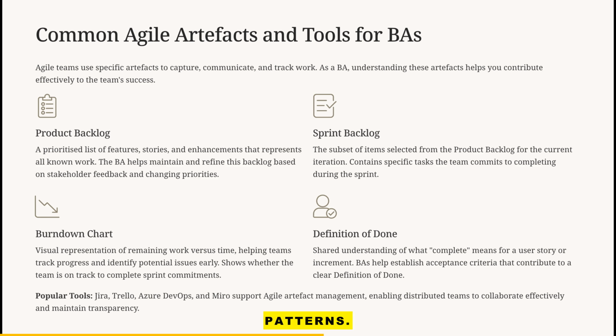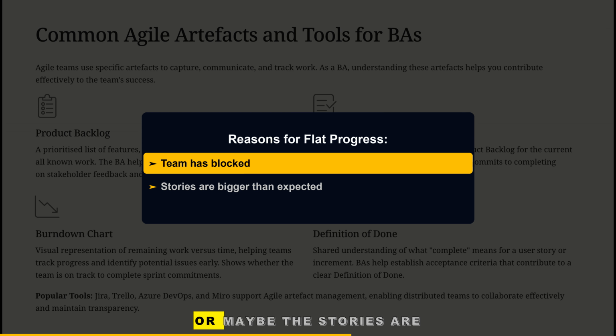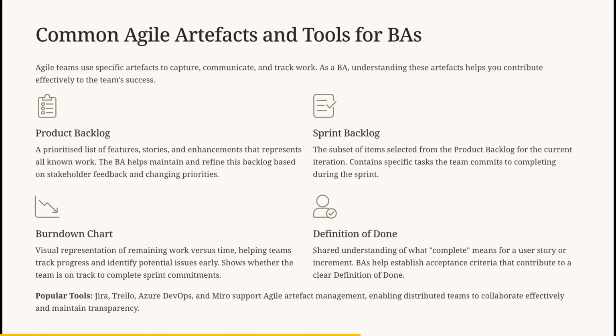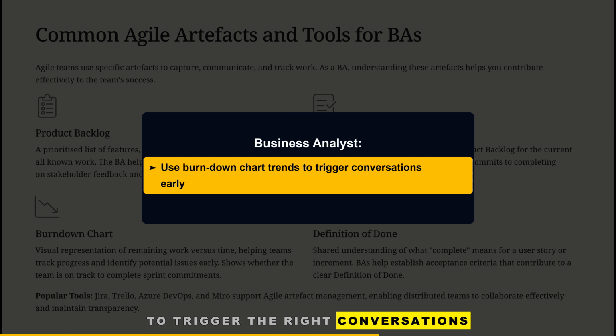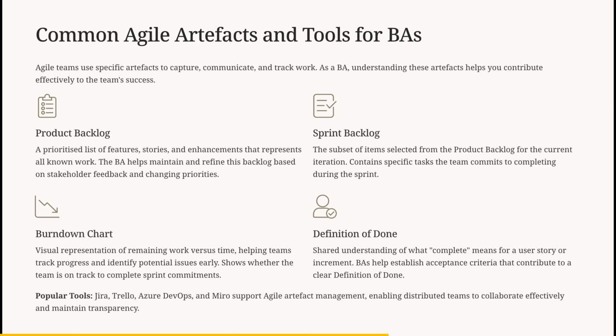Then, there's the burn-down chart, a visual tracker that shows how much work remains in the sprint. It helps the team see patterns. If progress flattens, it's an early warning sign. Maybe the team is blocked, or maybe the stories are bigger than expected. As a BA, you can use these trends to trigger the right conversations early, before problems grow.